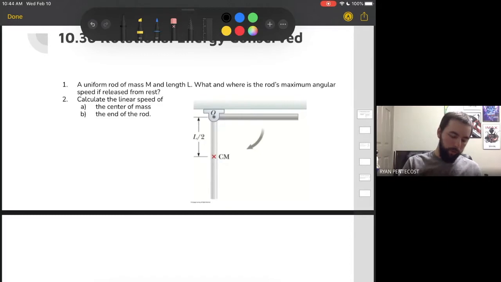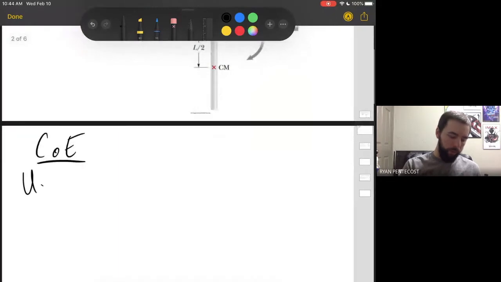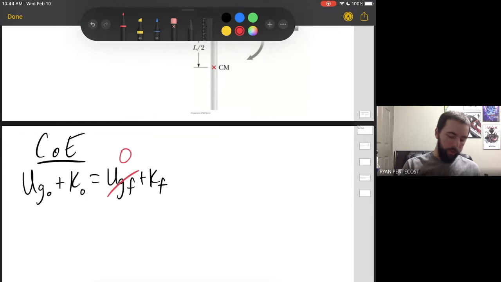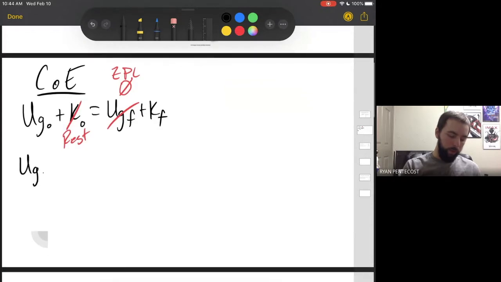Here we will use conservation of energy. We'll get a COE going. We'll say that it starts at U_G naught plus K naught equals U_GF plus K_F. However, we will say that its final position is 0 for zero potential line. And we'll say that initially it starts at rest. So this will simplify down to U_G naught equals K_F.